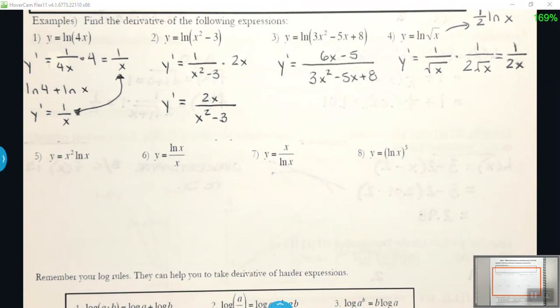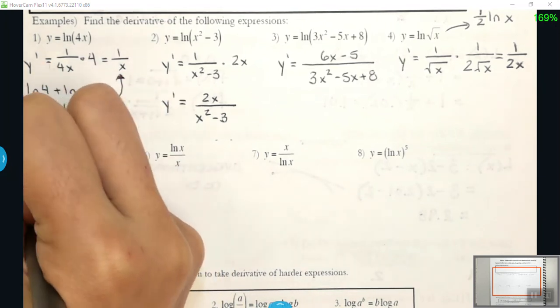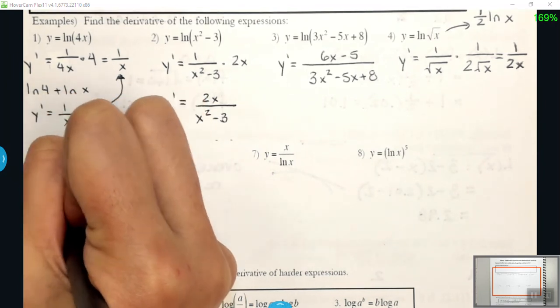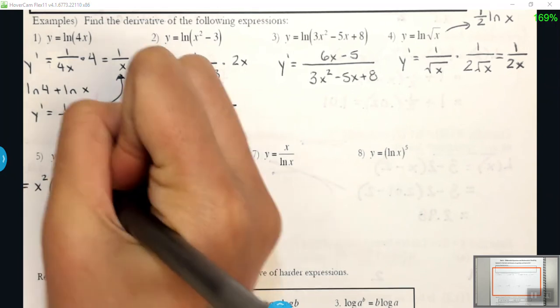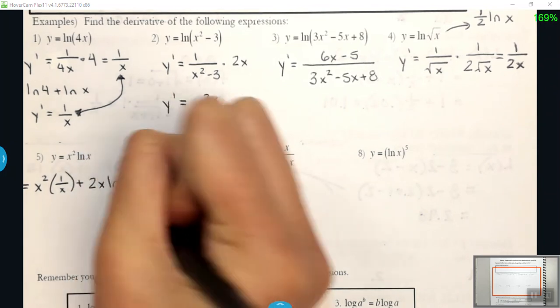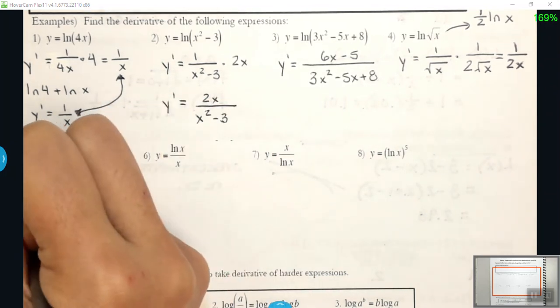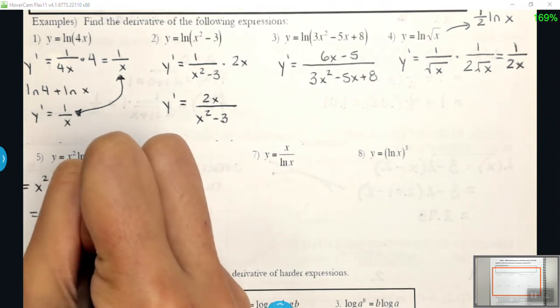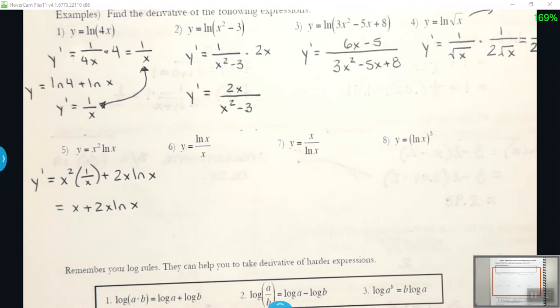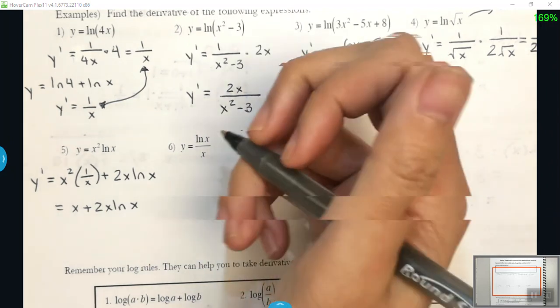Okay, now we've got some product, quotient, chain in here. So number 5 would be first times the derivative of the second plus the second times the derivative of the first. And then you simplify and you get x plus 2x natural log x. Easy? Okay, so you try 6, 7, and 8. See if you get the same things as me.